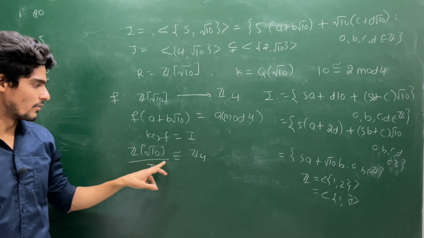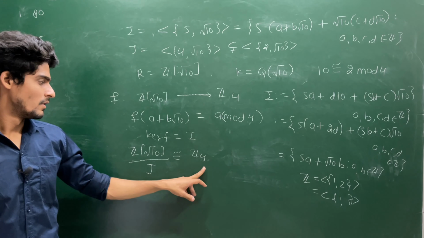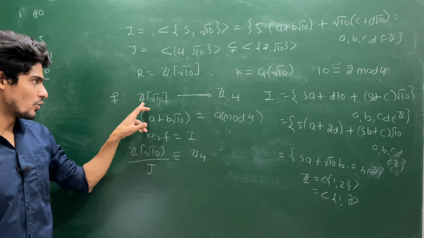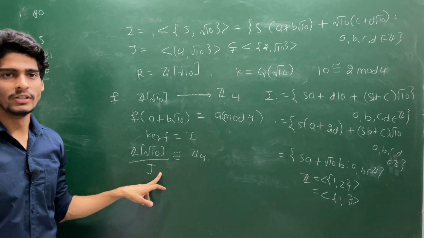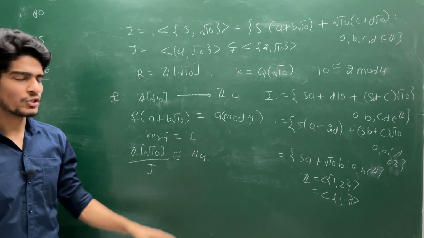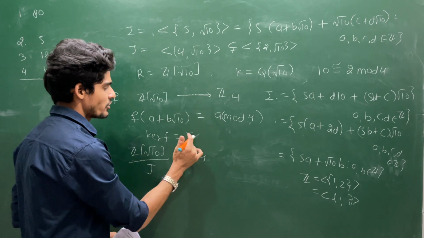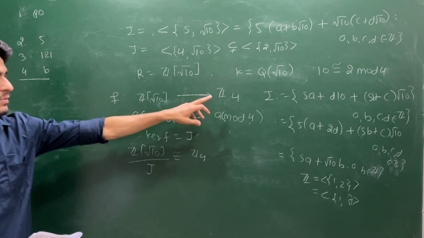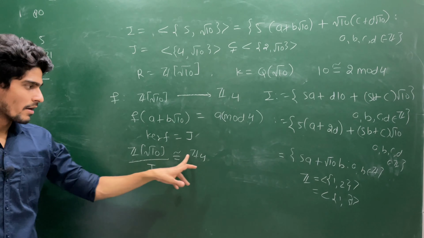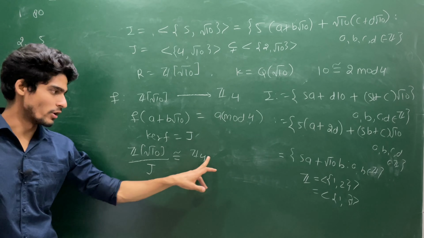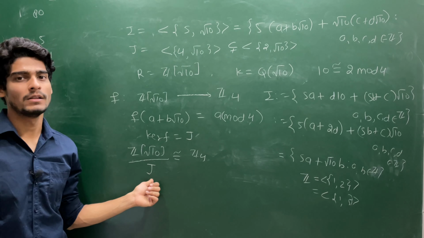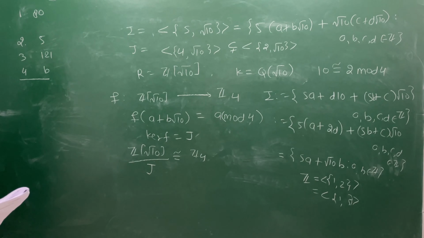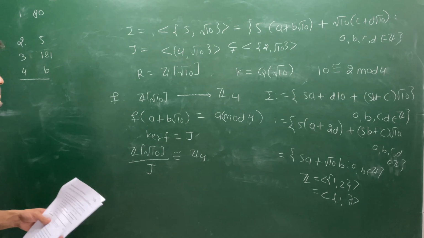This will give you, by using the first isomorphism theorem, this domain ring quotient with kernel is isomorphic to the image, but the mapping is onto, so your image will become whole codomain. So this is this, but this is not an integral domain. If this is not an integral domain, this cannot be a prime ideal. So J is not a prime ideal. So option B, I is maximal but J is not prime, is the correct one.